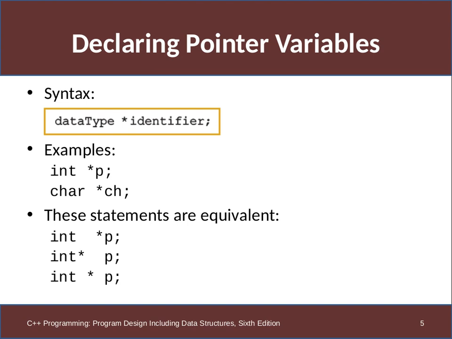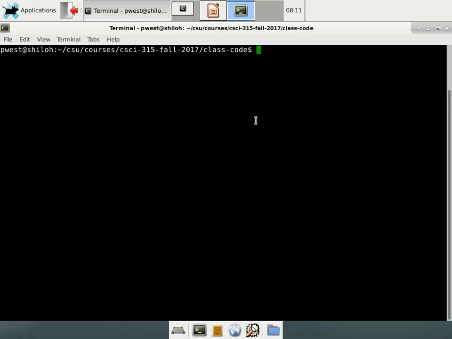So you have your data type, space, star, identifier. Please, please, please use this type of syntax. Otherwise, you're going to get yourself into trouble. Here's some good examples: an integer pointer P, a character pointer CH, and then these three statements are actually equivalent. Notice that if the star is next to the P or the star is next to the integer, it's the same thing. Why do you think I want you to use the first version and not the second? Because it's on the variable. It just makes more sense, instead of it being on the int.